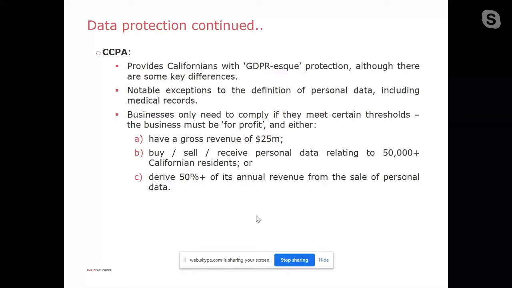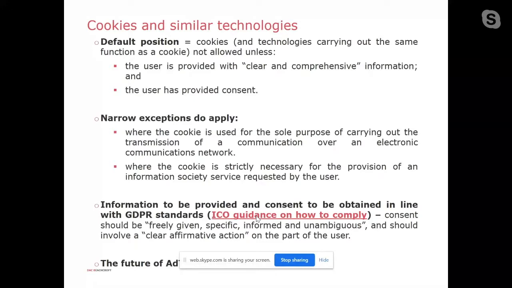So a connected issue then, moving on from strictly data protection stuff, is obviously cookies. It's another crucial issue for most website operators. Hopefully everyone will know what we mean by cookies, so I won't go into that in detail. The main legislation in this area is the Privacy and Electronic Communications Regulations. That's a bit of a mouthful, so us lawyers call it PECR.